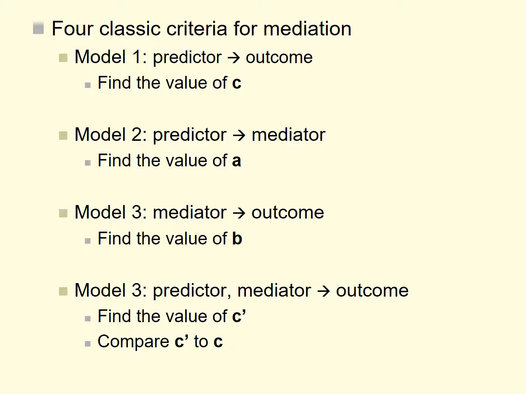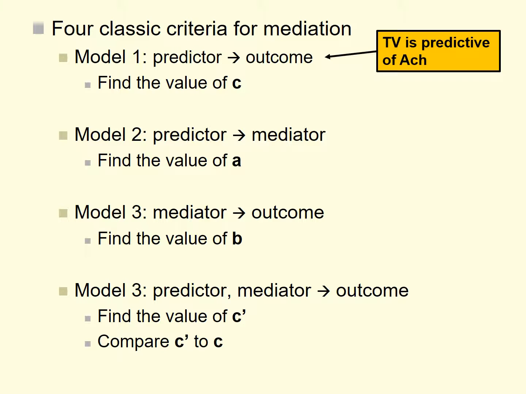So again, if you want me to explain it again, we've got model number 1 where we're just looking to find the value of C, model number 2 where we're looking to find the value of A, model number 3 where we're looking to find the value of B, and finally model number 4 where we're including our predictor variable and our mediator and seeing whether that value of C prime is less than the value of C. So we found that television is predictive of achievement.